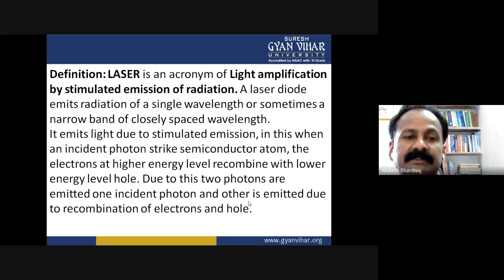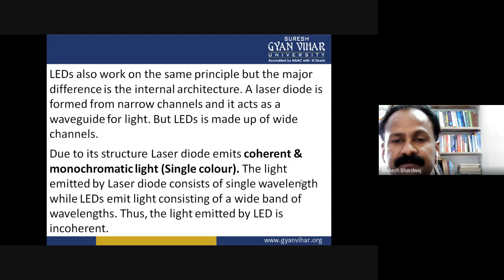A laser diode emits radiation of a single wavelength or sometimes a narrow band of closely spaced wavelengths. It emits light due to stimulated emission. In this, when an incident photon strikes a semiconductor atom, the electrons at a higher energy level recombine with a lower energy level hole. Due to this, two photons are emitted, one incident photon and the other emitted due to recombination of electrons and hole. So this is the internal physics which takes place for the working principle of laser.